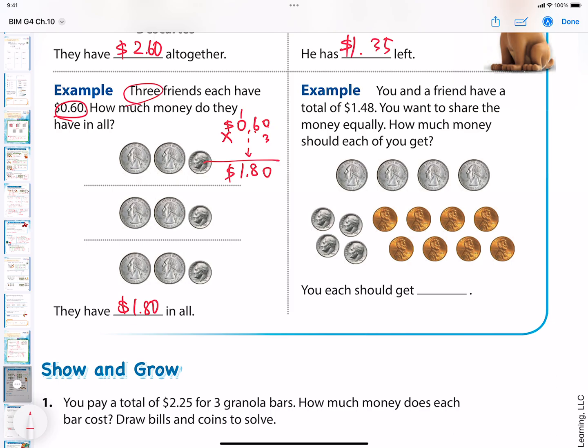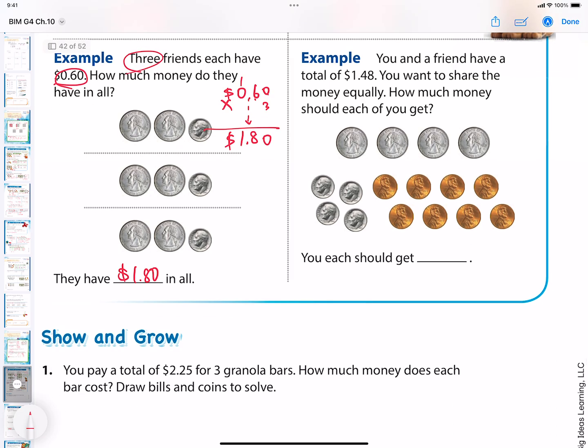All right. Now next, you and a friend have a total of $1.48. You want to share the money equally. How much money should each of you get? Okay, they gave you already a hint. Maybe you can just split this half and half, and then count. But since we know the division, I want you to do the division. So here, you and your friend, how many people? Yes, 2. You are going to split that money into 2 people, right?